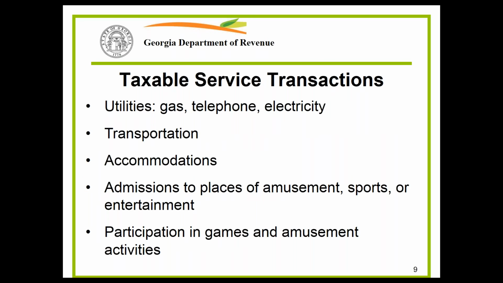Again, here's a few of the services that are taxed. You can see participation in games and amusement activities at the bottom. That would be, for example, a charge to play in a golf tournament. The one above that, admissions, a ticket to a Falcons game would be an example of that. Accommodations includes hotel accommodations and other accommodations that are generally furnished to people on a short-term basis. Transportation, such as cabs, limo rides, and then again, utilities that I already mentioned.